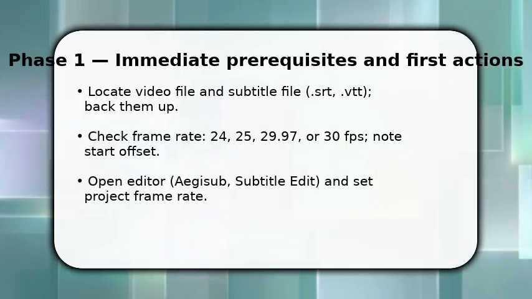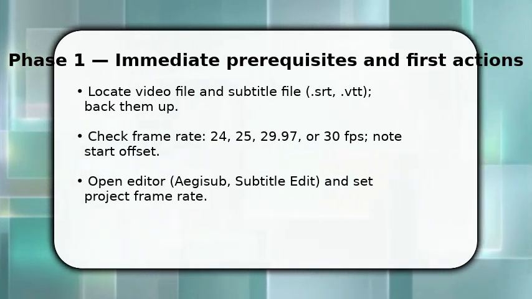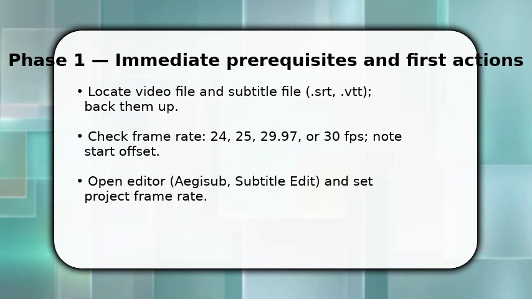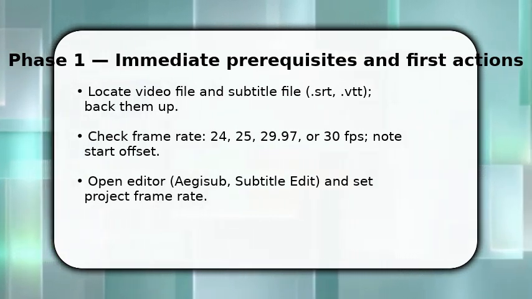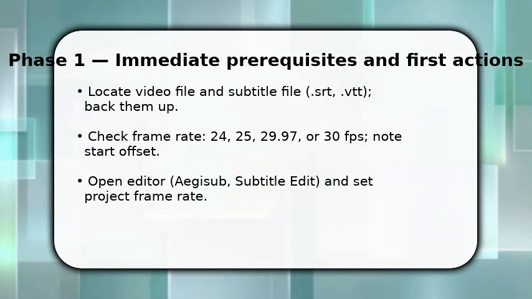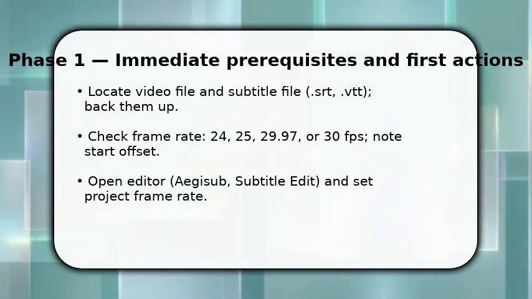You start by matching the subtitle file to the video. This is the critical step. Load the video, then load the SRT or VTT file so you can see timecodes against frames. If the audio is present, scrub to confirm spoken cues. Once done, set the project frame rate to the video's FPS.